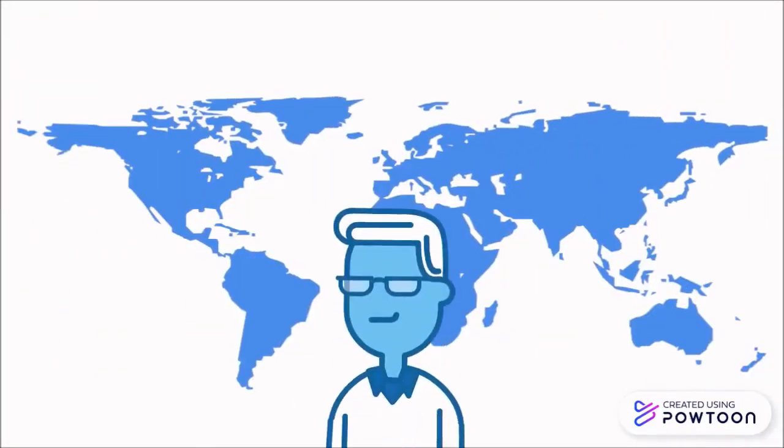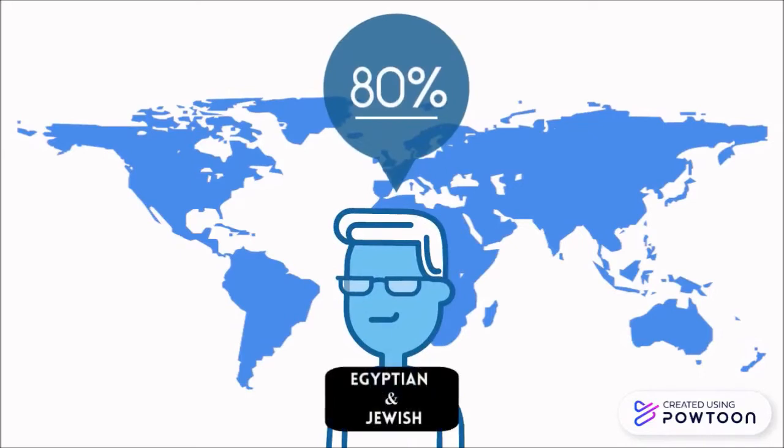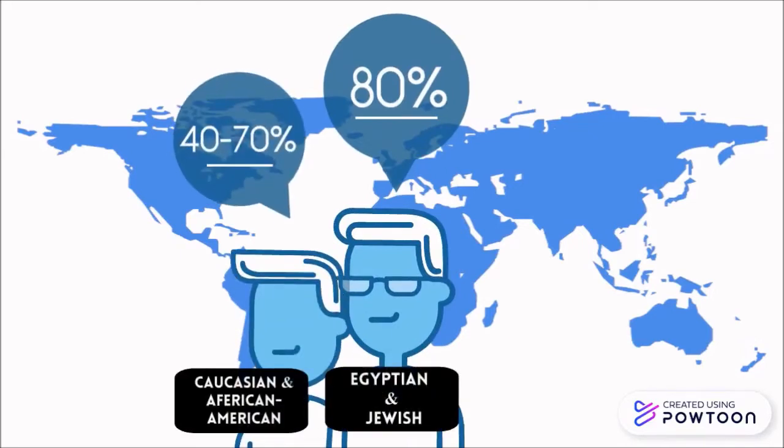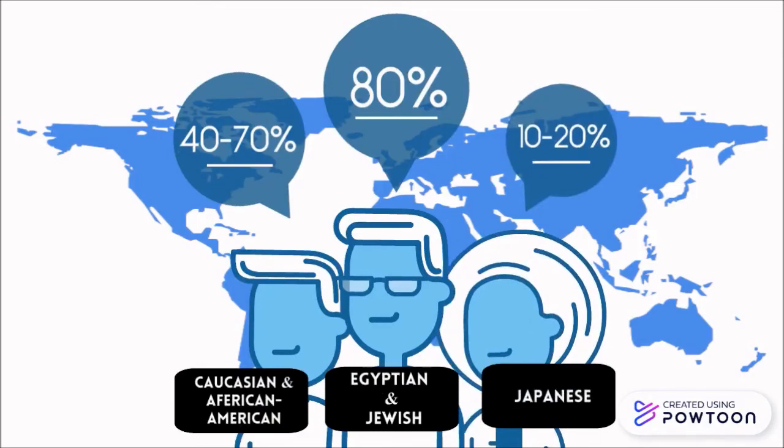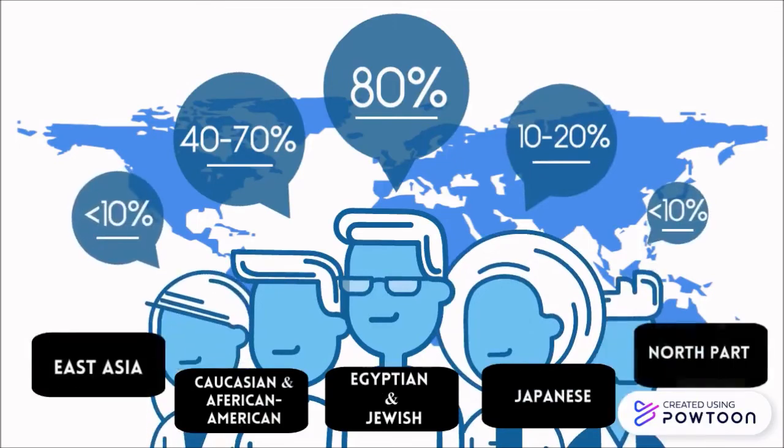People with the slow acetylator phenotype are most commonly found among Egyptians and Jews, while East Asians and people in the northern part are the least common.